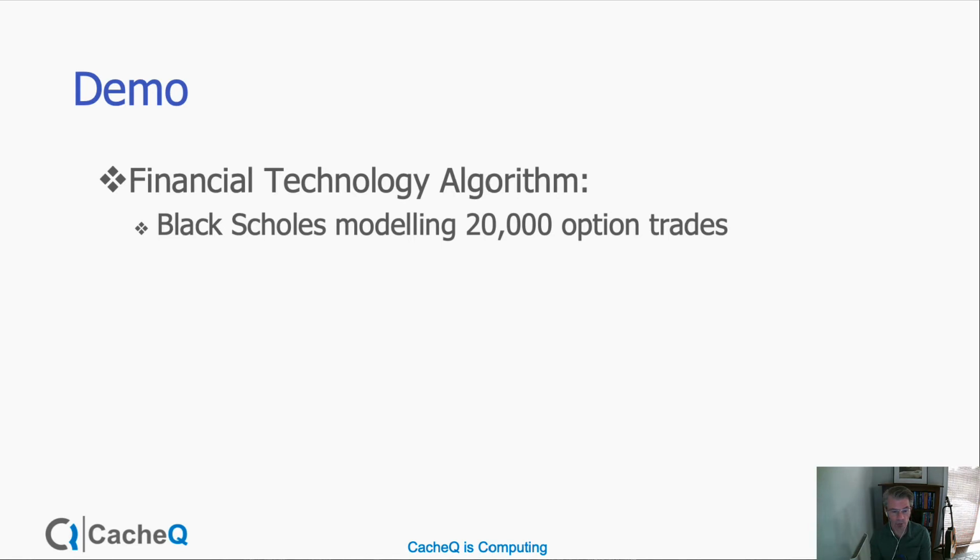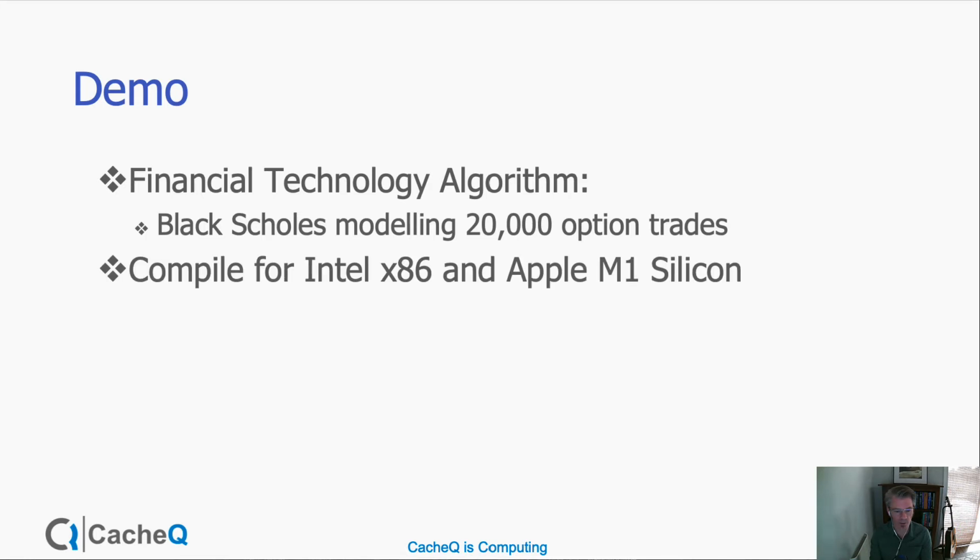I've chosen an algorithm called Black-Scholes, which is basically a simulation of human behavior doing options trading. I'm going to show you calling the Black-Scholes algorithm with 20,000 options. And I'm also going to demonstrate compiling for both Intel x86 as well as Apple M1 Silicon, and we're going to come back and compare the results in just a moment.